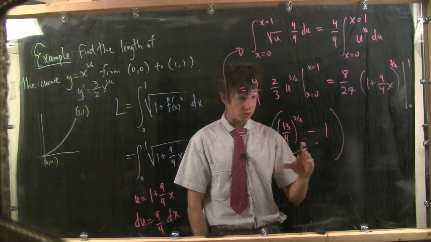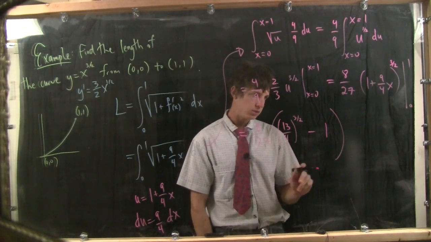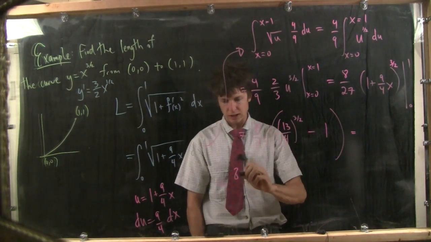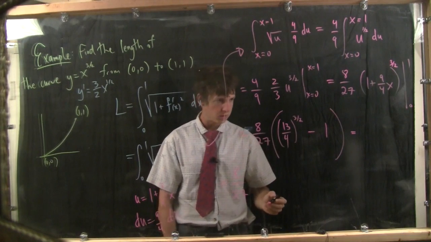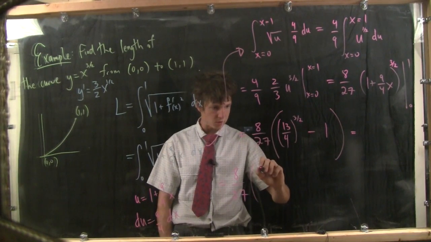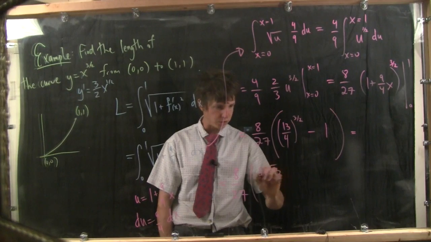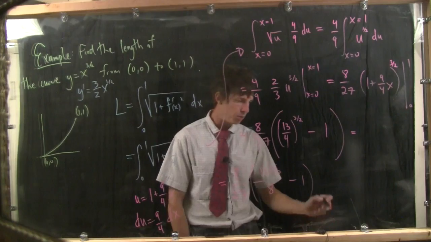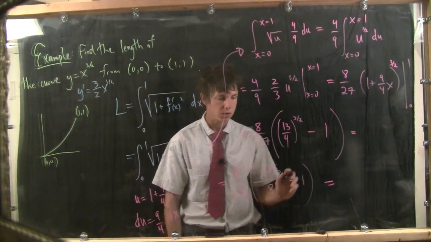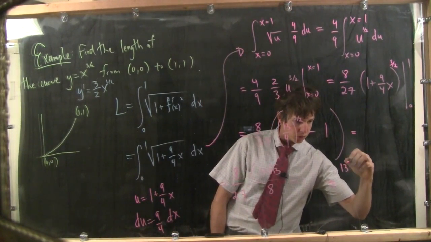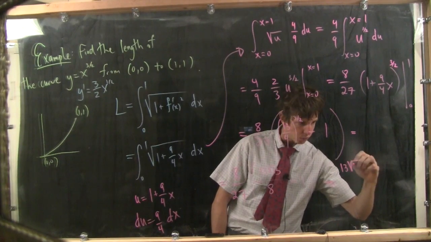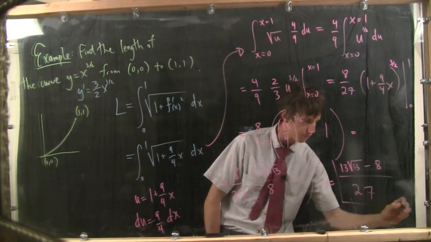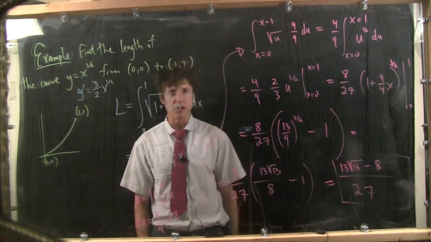Okay, how do we simplify this? This simplifies to, I'll write it down here, 8 over 27 times 13 root 13 over 8 minus 1. And if you want to make it a little bit cleaner, you could write this as 13 root 13 minus 8 over 27. So that's the final answer.